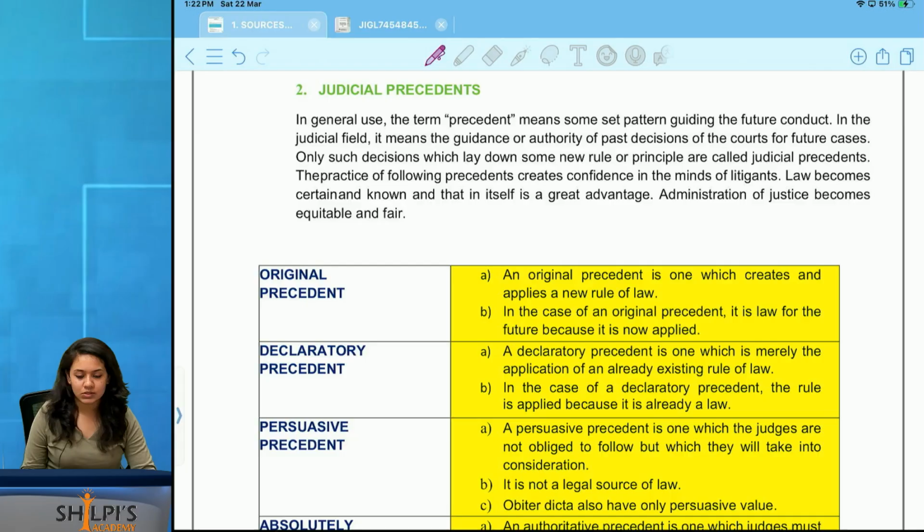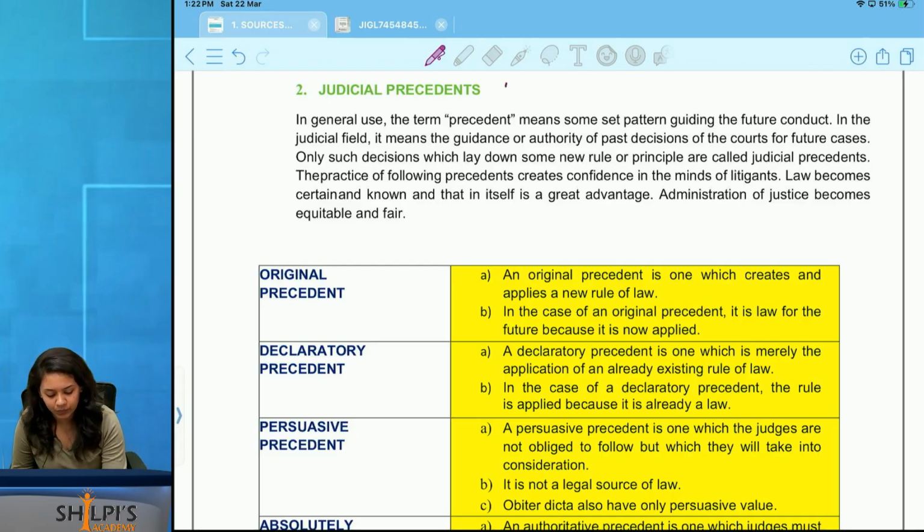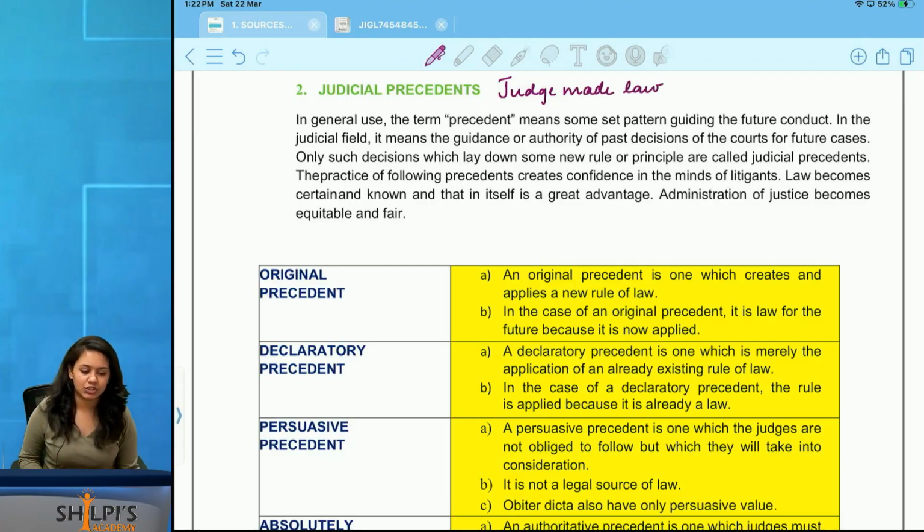The next is the concept of judicial precedence, otherwise also known as judge-made law. Now, we've already established that it is the legislature that makes laws for the people, but judge-made law is merely an interpretation of an already existing law, or the activity of providing guidance so as to establish a certain set of principles that everyone can follow over a period of time.